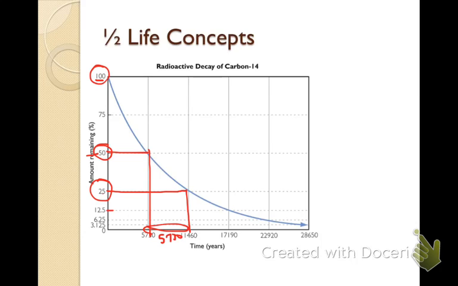Half of 25 is 12.5. So the time it takes to go from here to here is another 5,730. So keep going. Half of 12.5 is 6.25, which is right there. So again, it takes another 5,730 years for that to occur. So we keep doing this until it gets to a really teeny tiny minuscule amount.